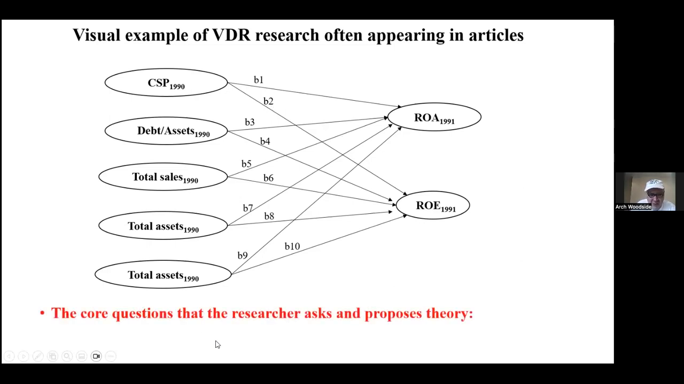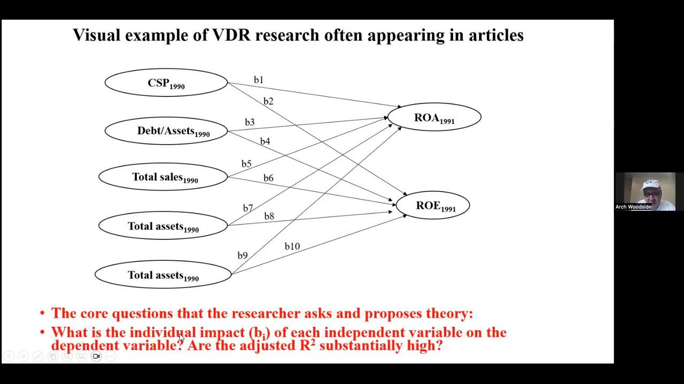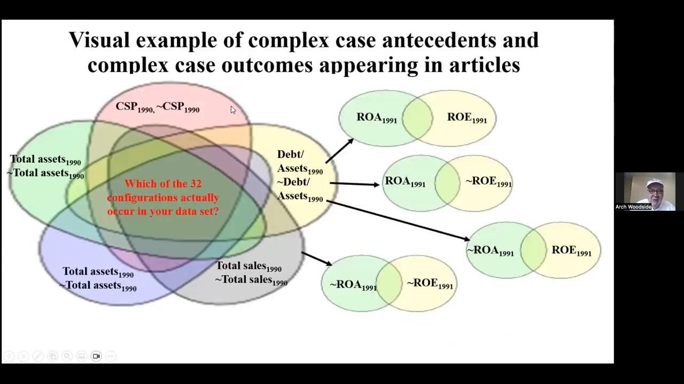The core question in the research asks and proposes: what is the individual impact of the Bis on each independent variable, on the dependent variable? Are the adjusted R squares substantially high? A high R square would be like 0.4 or 0.7, high levels of explaining the variance. And McCloskey and McCloskey's colleague Ziliak tell us that looking at standard errors of variation in data is just bad practice.